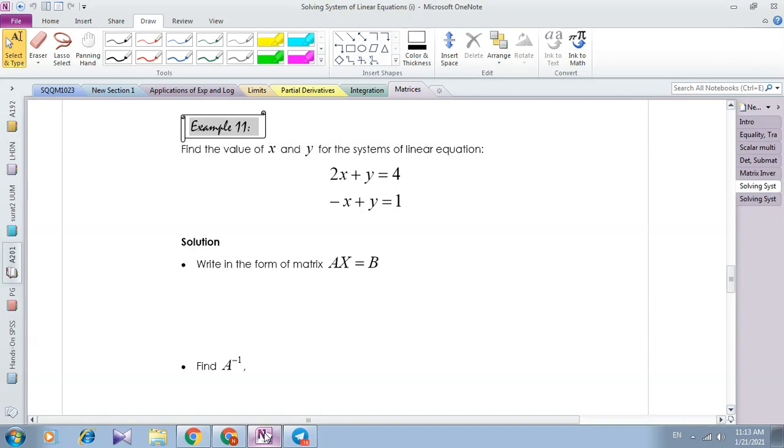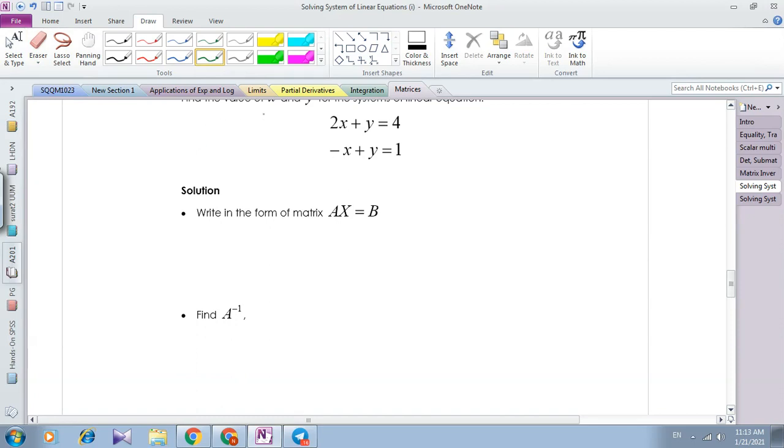Find the value of x and y for the system of linear equations. You can actually convert the linear equations into a matrix form, and here is how to do that. From here, let's transform this into a matrix form.